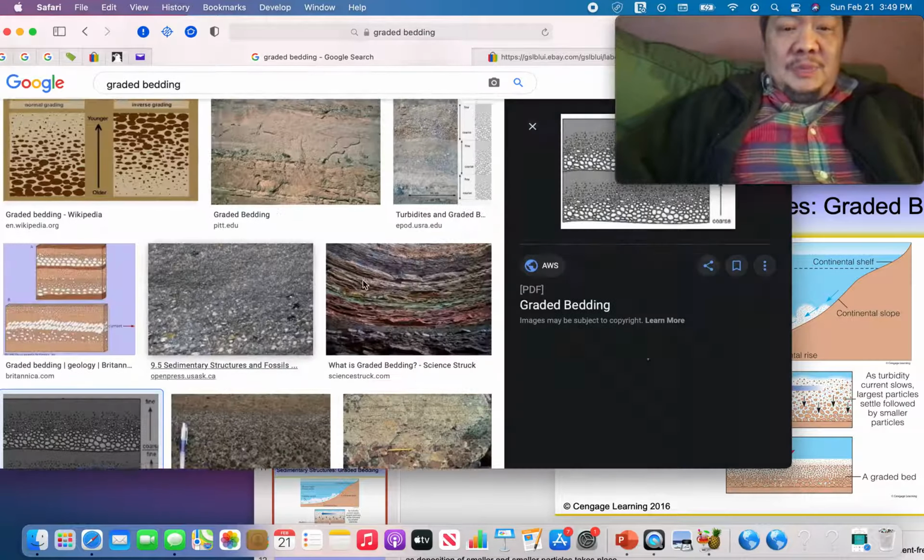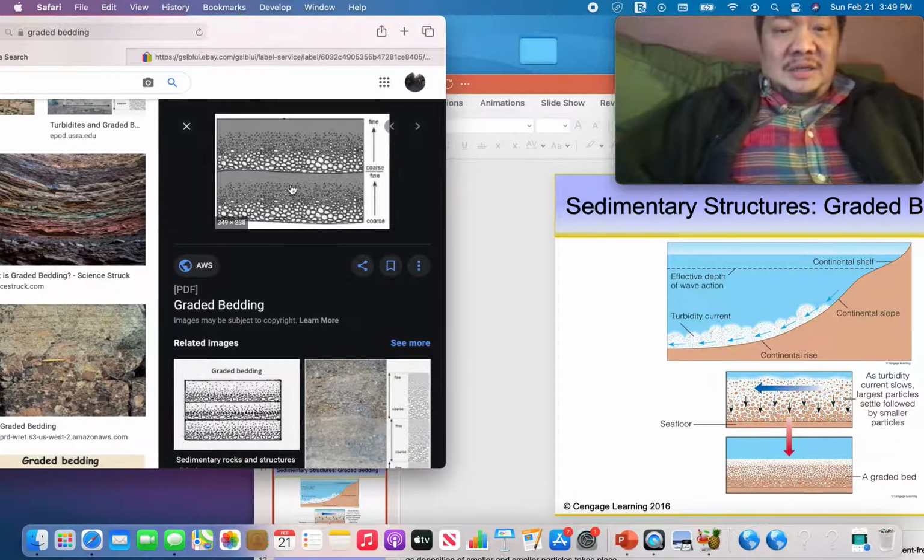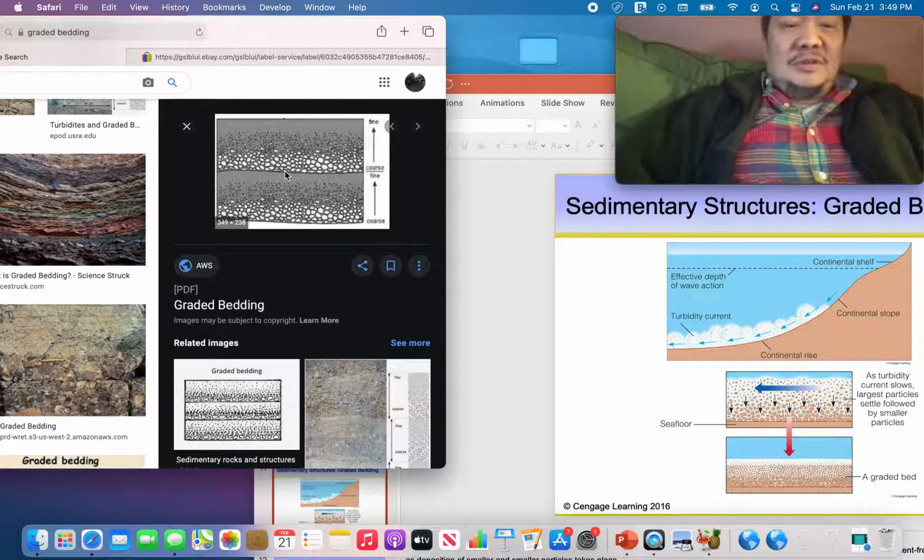Okay, this picture here shows you two graded beds. You can see within this bed, you get finer and finer particles, finer and finer sediment, until you hit the next graded bed. So a turbidity current may have deposited this graded bed, and maybe 5,000, 10,000 years later, there was another turbidity current that deposited the next graded bed.